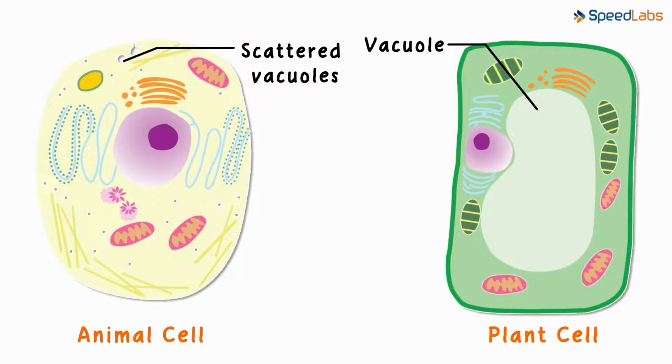Also, in the plant cell, there are several colored bodies. Do you know what they are called? They are known as plastids. These are absent in animal cells.